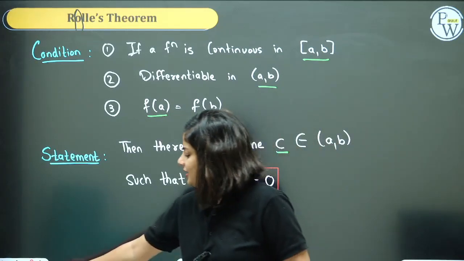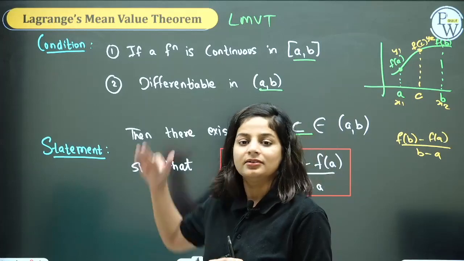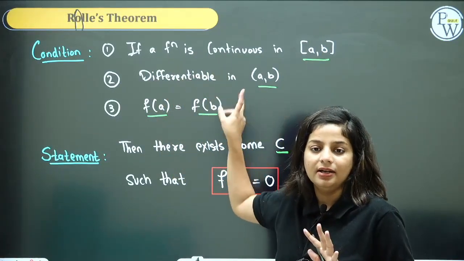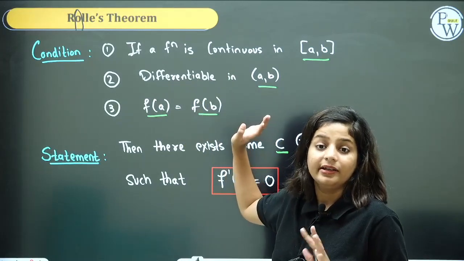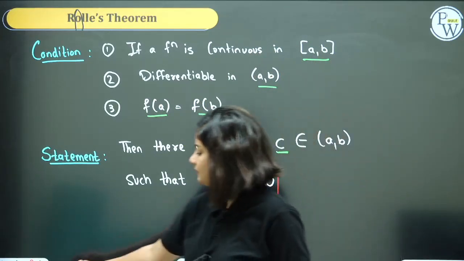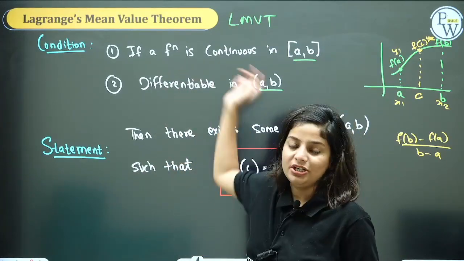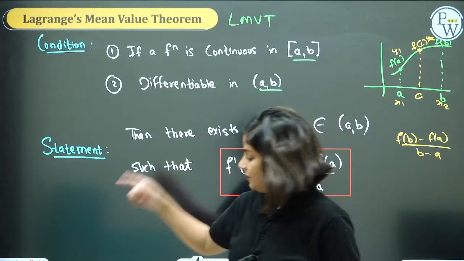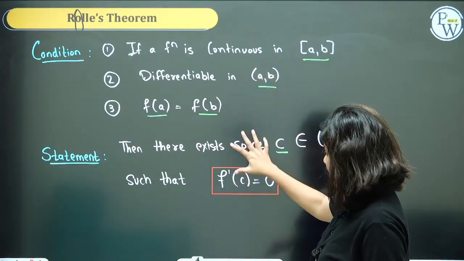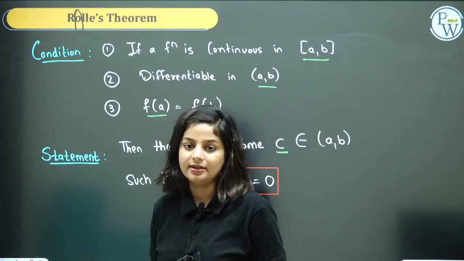The questions generally are verify Rolle's theorem. So if they ask you to verify, you just have to verify these three conditions: it's continuous, differentiable, and f of A and f of B are equal. A and B will be given to you. If they ask you to verify LMVT, only two conditions you have to verify. If they ask you to find the value of C, then you will find the first derivative, put it equal to 0 and you will get C.